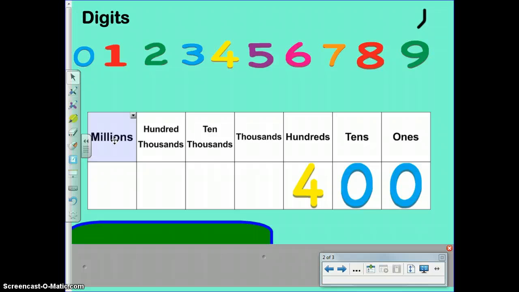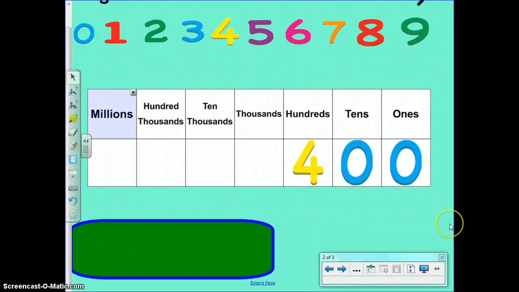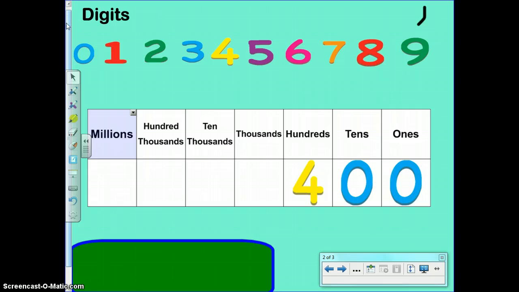Now, one thing you have to remember when you're creating these big numbers is that every group of 3 digits you put a comma. So after the hundreds place, in between the hundreds and the thousands, you're going to have a comma, because you have 1, 2, 3 digits, so there's a comma in between the next digits.